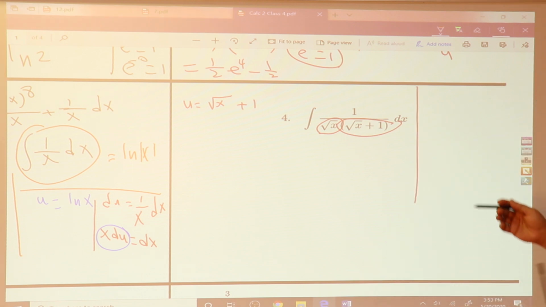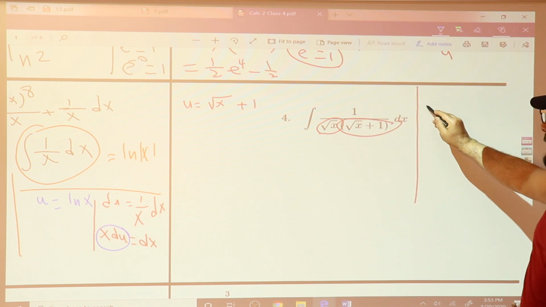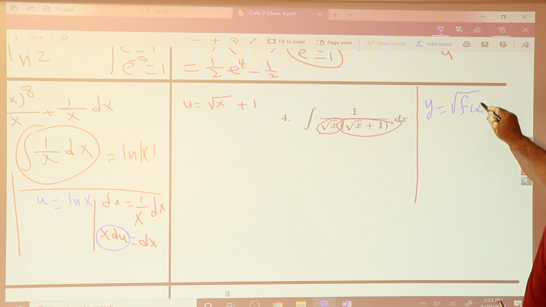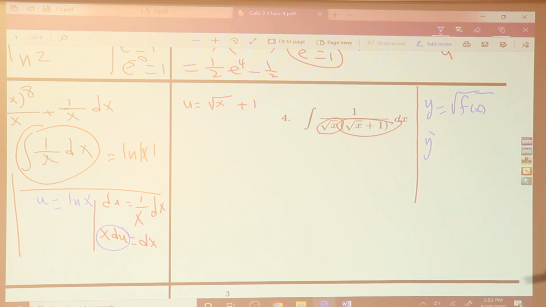Now you are in calculus 2. y equals square root of f of x, to make it easy. y equals square root of f of x. y prime equals, look, f prime of x in the top, in the bottom 2 square root of f. You make it easy, simple.